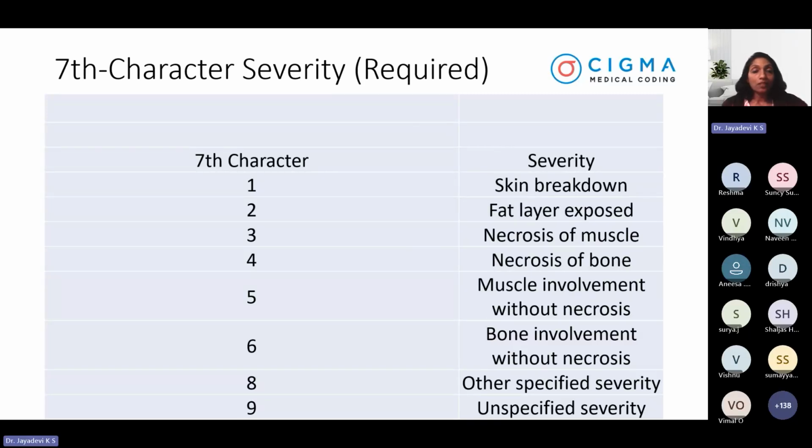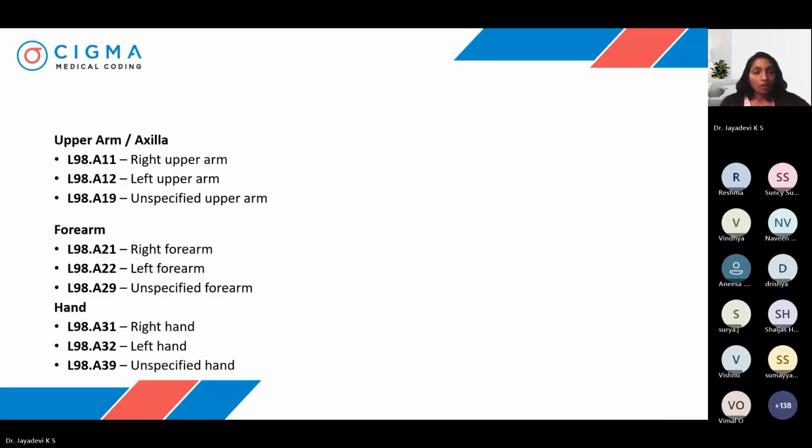If there is any change in the 7th character, the code itself goes wrong. So these are upper arm axilla codes, the same L98 category codes. A11 for right upper arm, A12 for left upper arm, A19 unspecified upper arm. Forearm you have L98, A21, A22 and A29, and hand A31, A32 and A39.